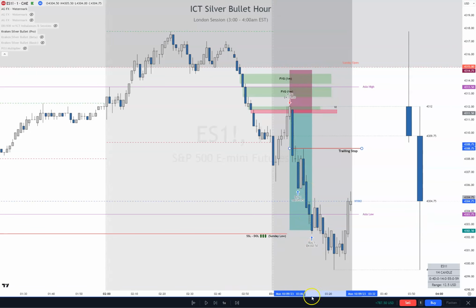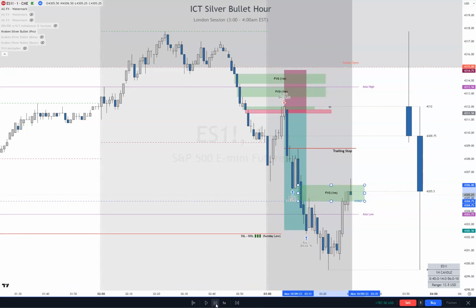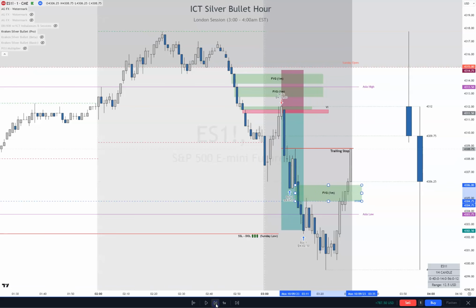It's going into this fair value gap right here. Just marking this off. Am I still trading it? No, I'm just marking this off to see what happens, how it reacts to it. It trades through it. Perfect. Now it's an inversion. Look how high it goes up. Let's remove our trailing stops so it's not confusing anyone.